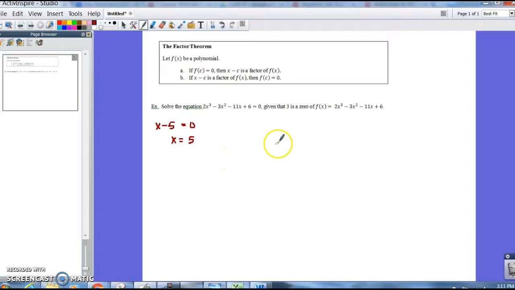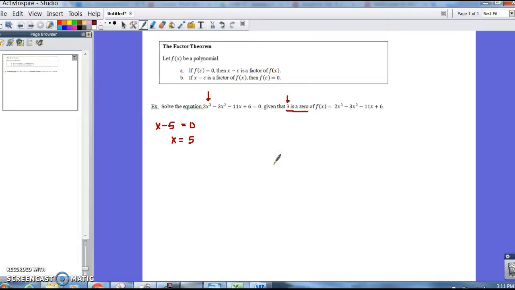So that's the idea. In this case, it's saying here that 3 is a 0. It's saying to solve the equation given that 3 is a 0. When it says solve, it means we're trying to find the other x values. This is a cubic equation, a third-degree equation, so I should have 3 roots, or 3 zeros. One of my zeros is already given to me. It's 3. I need to find the other 2 zeros.